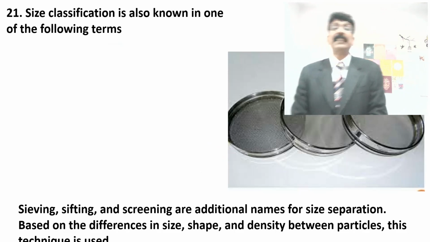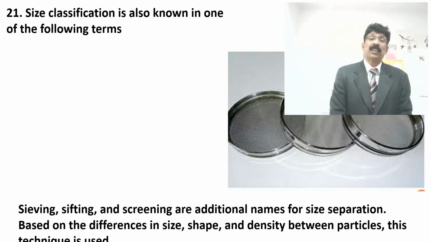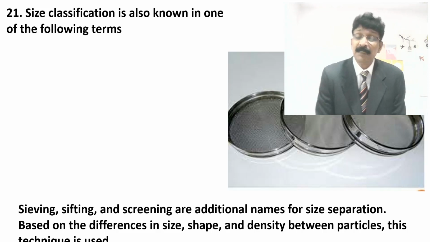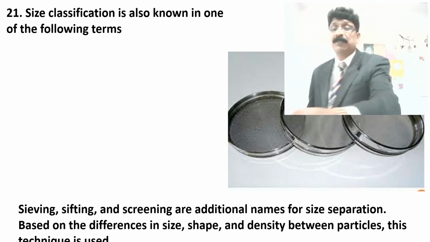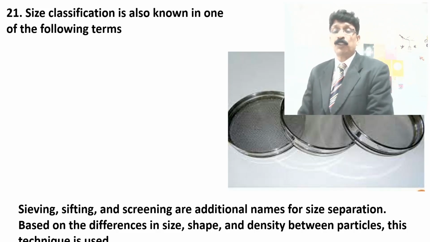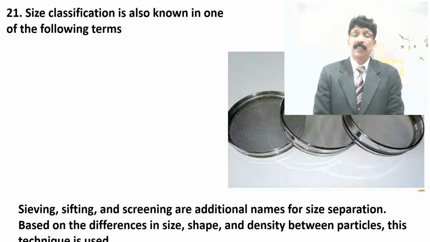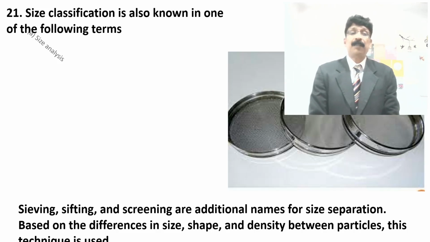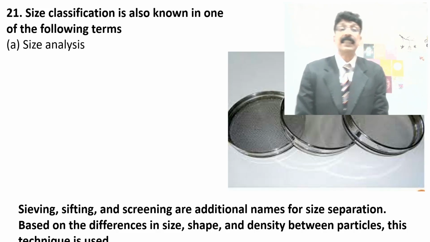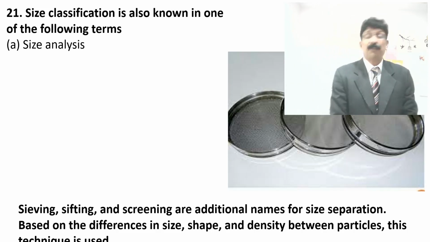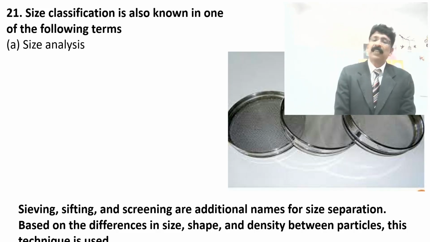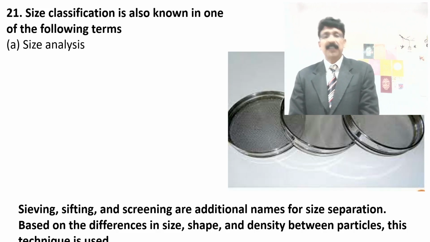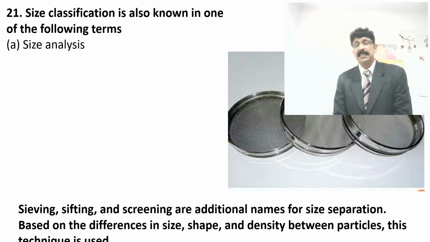Next, size clarification is also known as which of the following terms? Clarification means separation. See the picture below, the sieve numbers: the holes decide the size of the material being separated. Sieving, sifting, screening are additional names for size separation, based on differences in size, shape and density between particles.